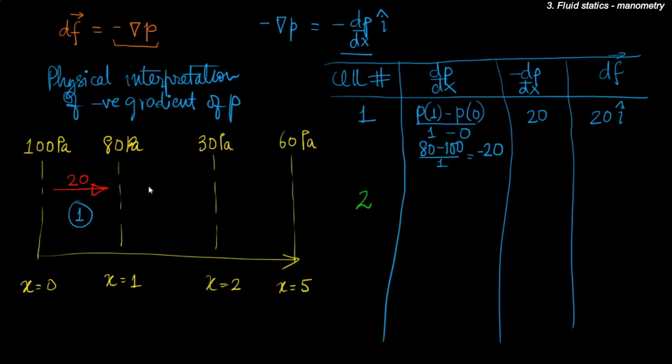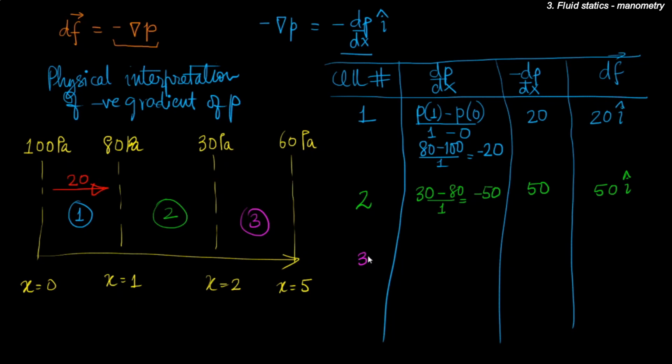So in cell number 2, it will be P at 2, which is 30, minus P at 1, which is 80, divided by 2 minus 1, which is 1. So this will be equal to minus 50. So minus dP dx will be 50 and dF will be 50I. So this is cell number 2. What about cell number 3?